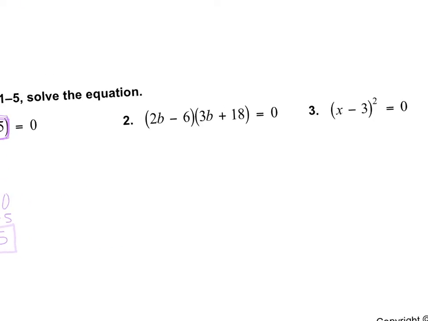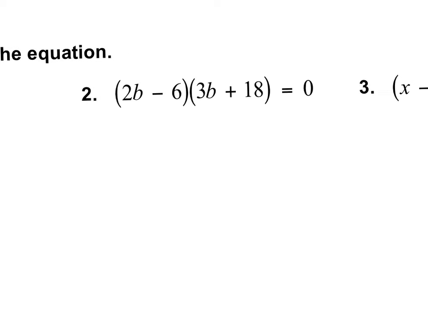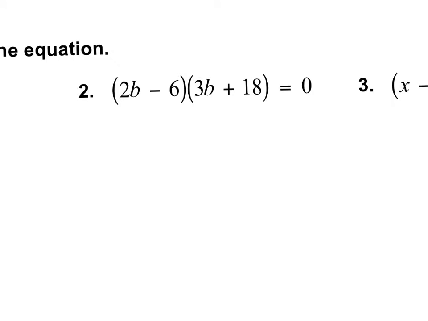Okay, let's start number 2 together, and then I'm going to have you guys finish it on your own. All you're doing is getting your solution, solving the factored form. So for number 2, how many parts do we have? 2, good. We have this one, and we have this one.